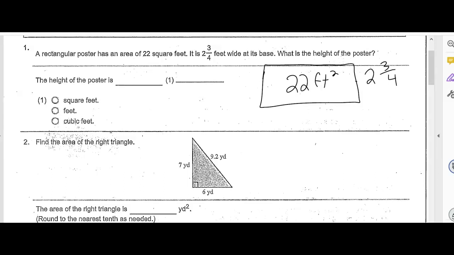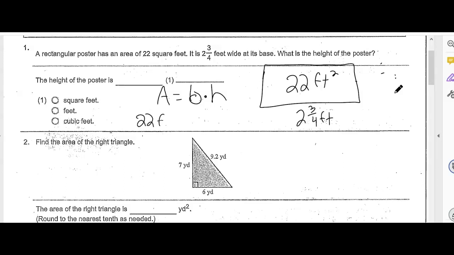Okay, what is the first thing we should be writing down? Maddie? Perfect. Area equals base times height. I'm going to move this over to here to help us out with 2 3/4. What is the area of the rectangle? Sydney?